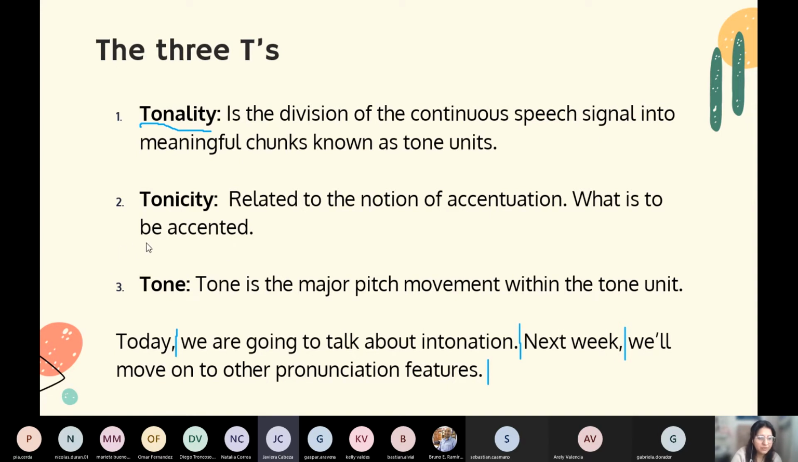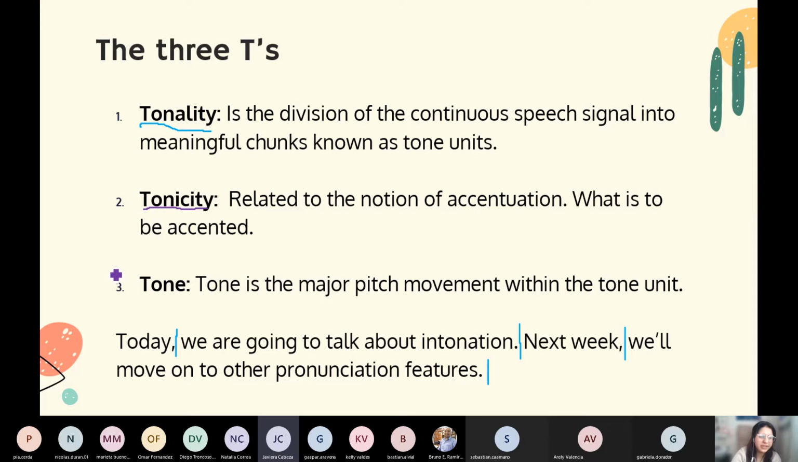Now we have the tonicity. And tonicity is related to the notion of accentuation, or what is going to be accented in a sentence. This one refers to the speaker's intention to highlight some words for the meaning they want to convey when they are delivering the message. And I am going to use purple in this case to mark the tonicity.